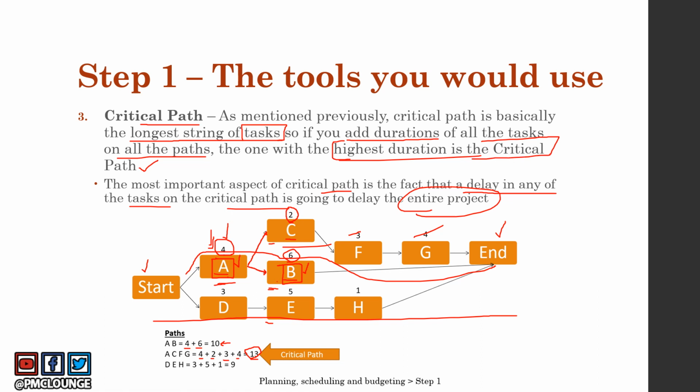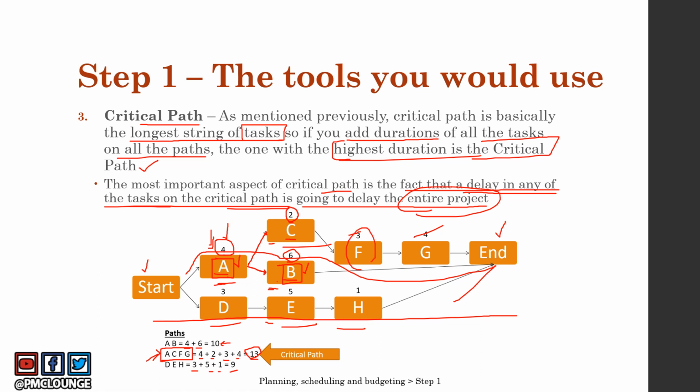And we talked about how the highest duration is the critical path, right? There is a third path as well, which is D, E, H, and then end. D, E, H is 3, 5, 1, which means 9. So ACFG is the critical path. Remember, a delay in any of the tasks on the critical path is going to delay the entire project. I hope you see the point here.